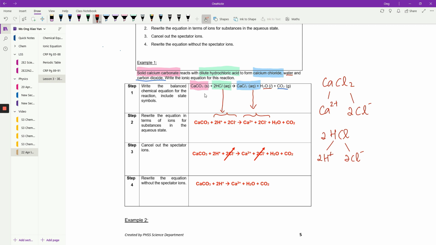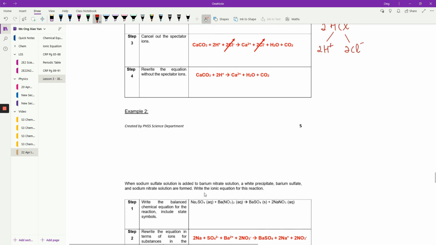Okay, the rest, water, carbon dioxide, and calcium carbonate, they are solid, liquid, and gas. They do not change to their ions. Even for calcium carbonate, it is an ionic compound, but because it's a solid that does not dissolve in water. So you cancel out the chloride ions because they are repeated in the reactants and products. And you are left with the spectator ions. Okay, pause a while here and copy down in your notes.